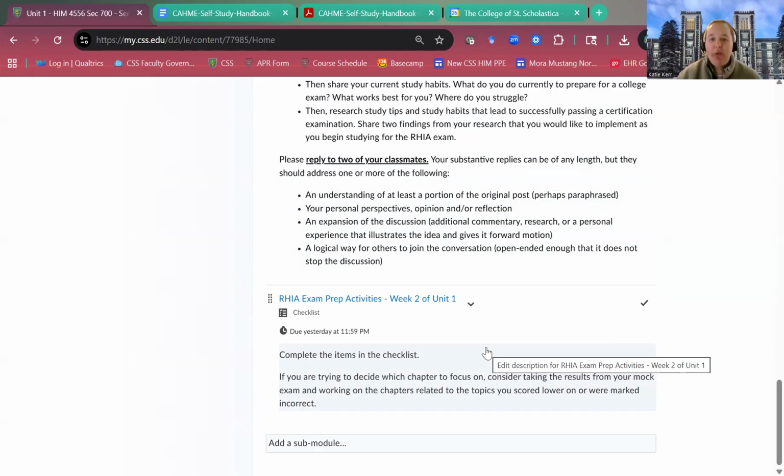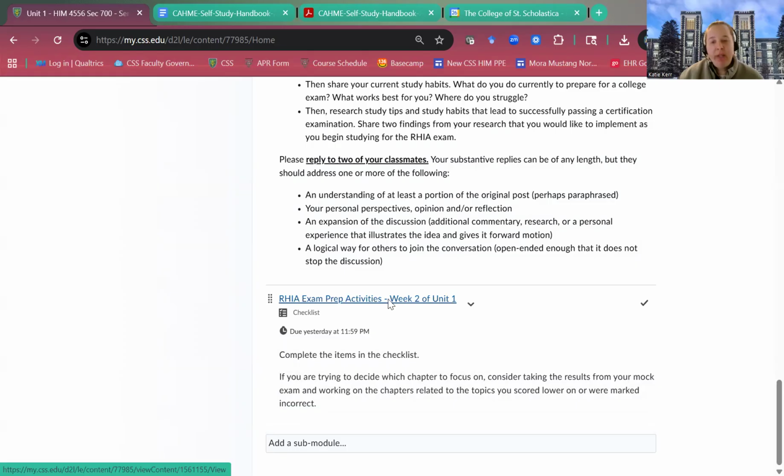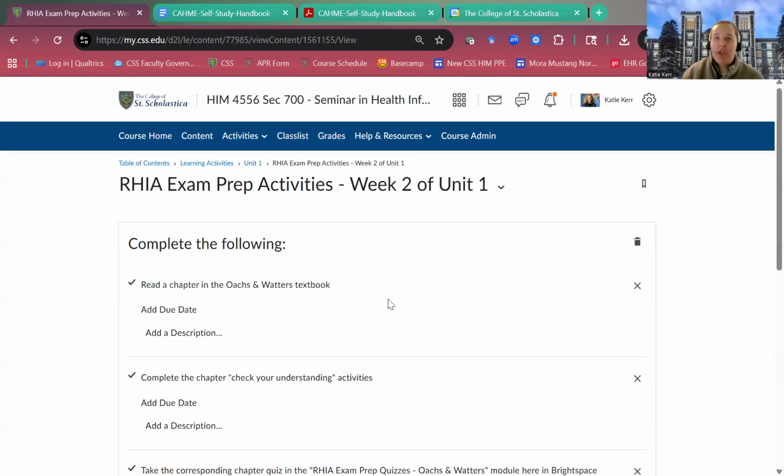The reason that we do it this way is so that you get in the habit of studying for the exam a certain way. What I've found, and what I think is one of the best ways to study for the RHI exam, is to complete the activities that I have on this checklist. I'm going to talk about domains and which chapters to study in a minute, but first, I just want to go over this.